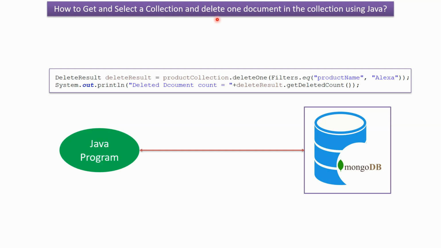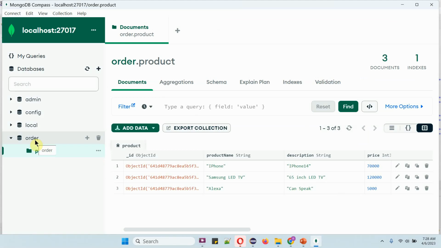In this video tutorial I will explain how to get and select the collection and delete one document from the collection using a Java program. Here you can see the order database. It has a product collection, and the product collection has three documents. We will see how to delete one document from this collection using certain criteria.